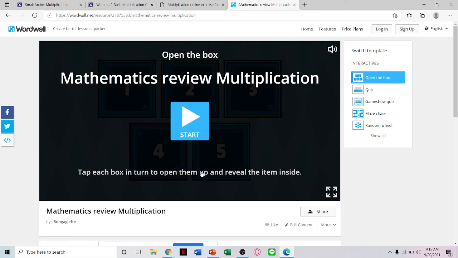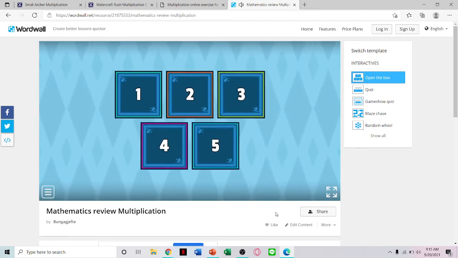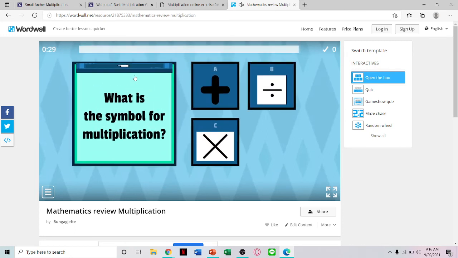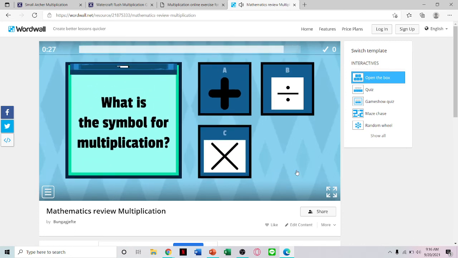Do you see it? Do you see the word wall activity? We're just going to choose a box and answer. What is the symbol for multiplication? A, B, or C? C.